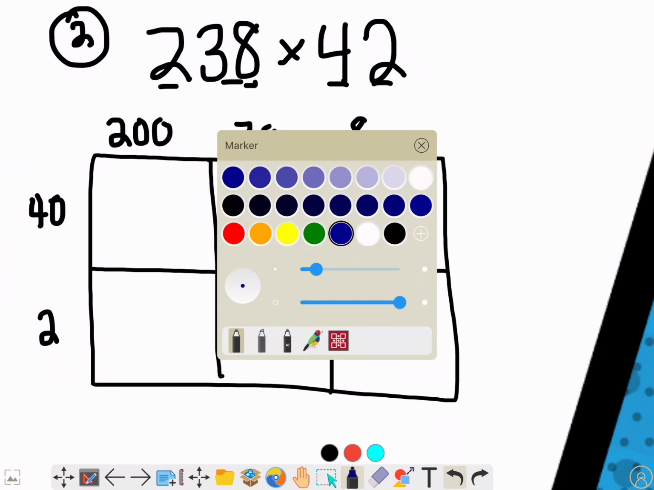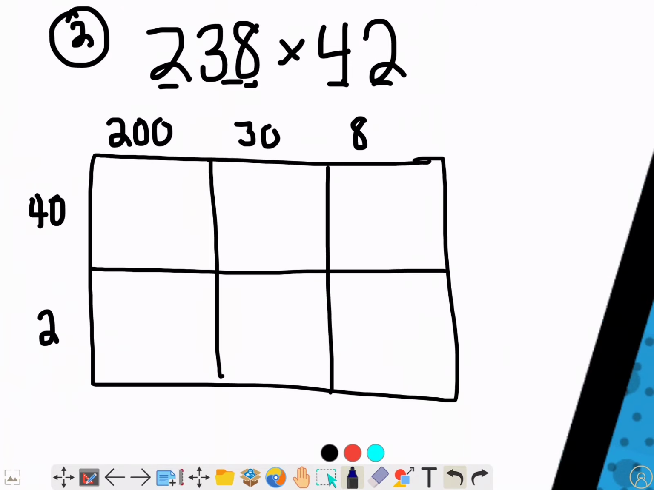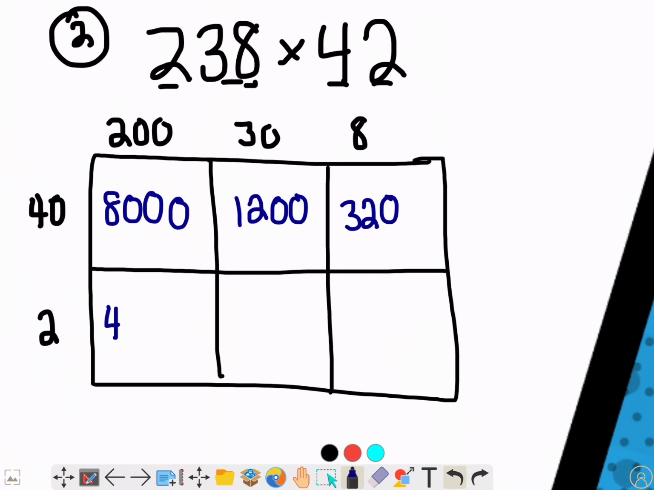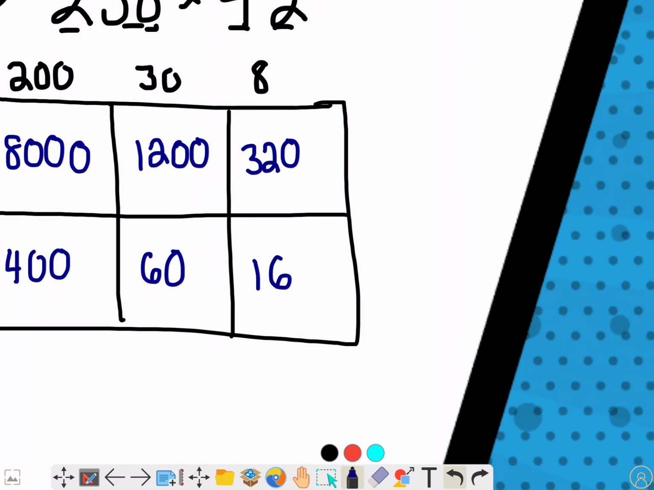Do different colors. 2 times 4 is 8 plus 3 zeros. 3 times 4 is 12 plus 2 zeros. 8 times 4 is 32 plus 1 zero. 2 times 2 is 4 plus 2 zeros. 3 times 2 is 6 plus 1 zero. And 8 times 2 is 16. You take all your numbers, you set it up vertically, and you add them together.